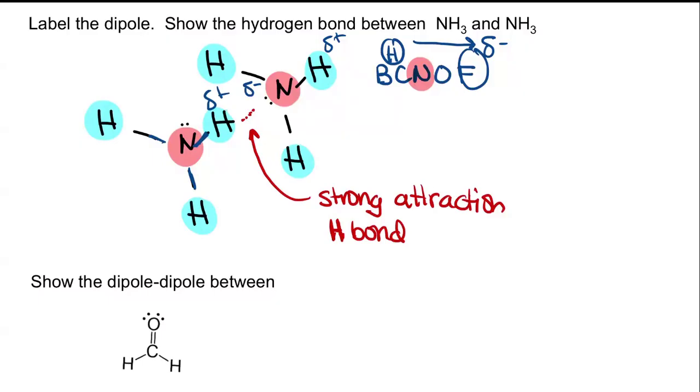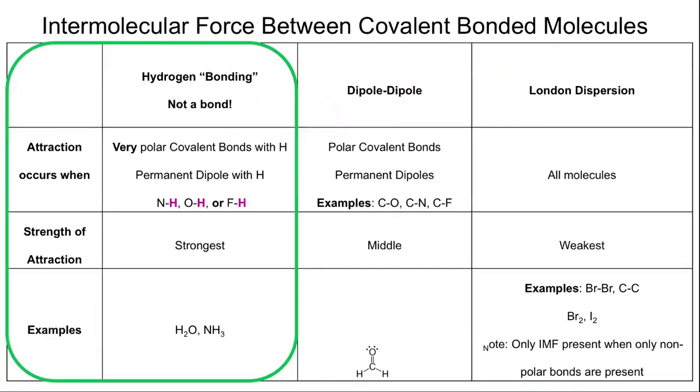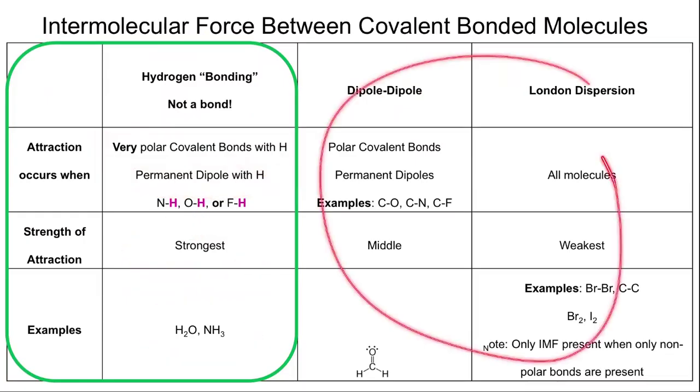Okay, so let's look at our second one. This is just a recap. We'll come back to this. I just say very polar bonds, a permanent dipole because I have the superpolar bond. It's the strongest attraction, and here are a couple of examples. So we're going to come back to this because you haven't learned it yet.